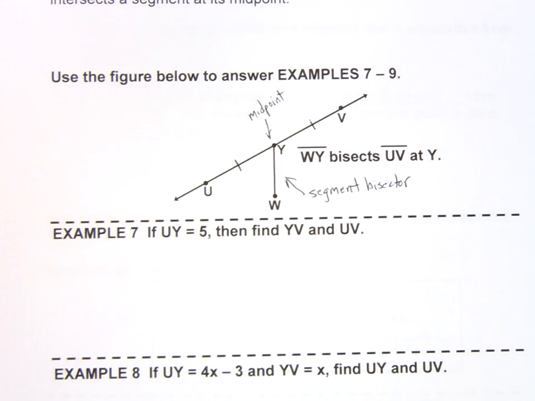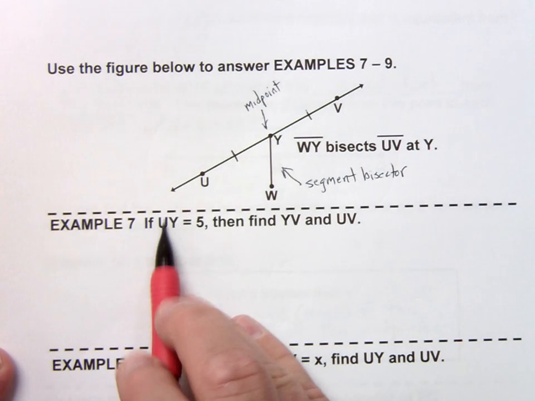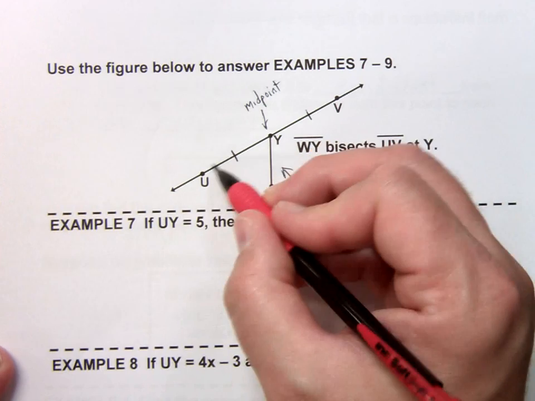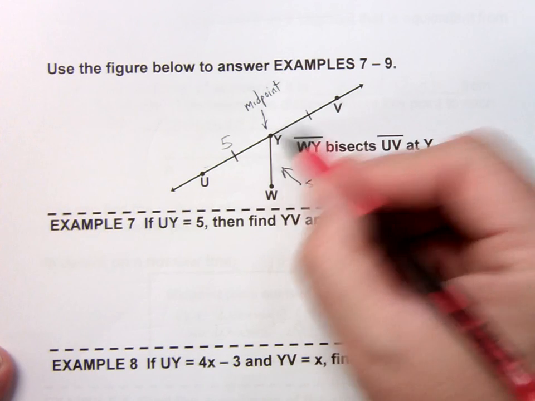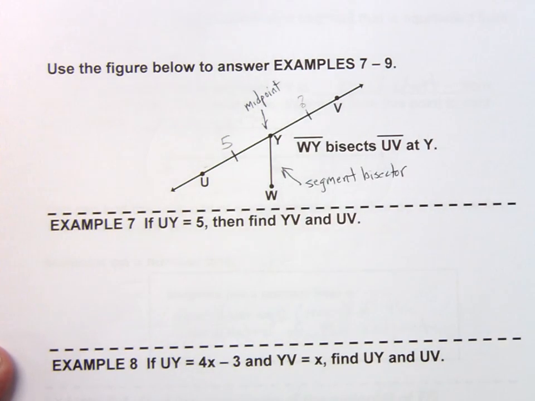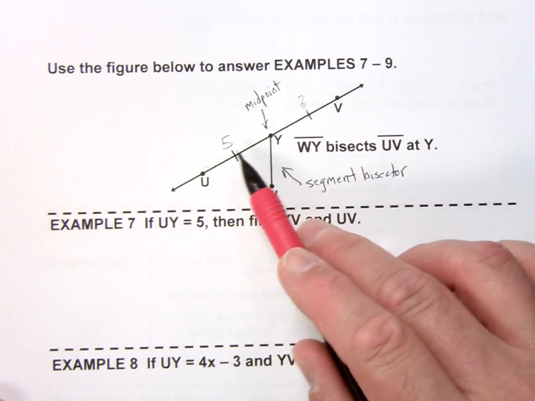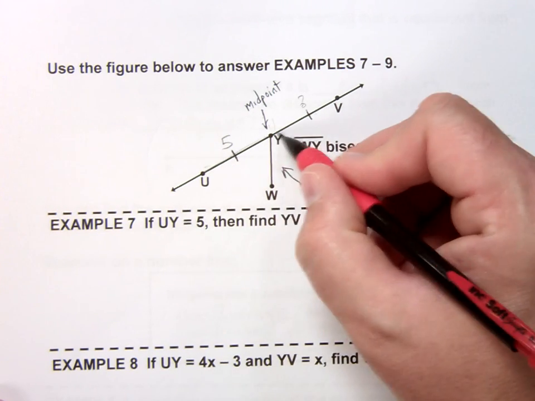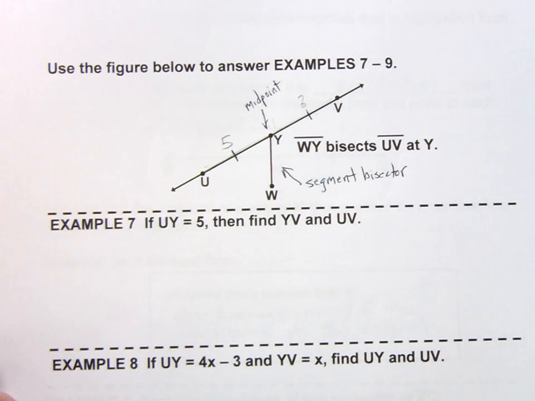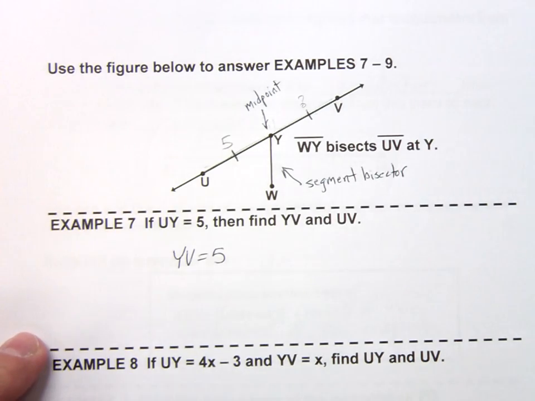Alright, so after having gotten this piece of information, let's try example 7. It says if the distance from U to Y is equal to 5, then find the distance from Y to V. We want to know, what is this right here? Well, we just finished saying that this segment was being bisected, split into two congruent parts, which is why I marked these congruent. So if this segment is 5, this segment should also be 5. So we'd say the distance from Y to V equals 5. So I know that that's 5 now.